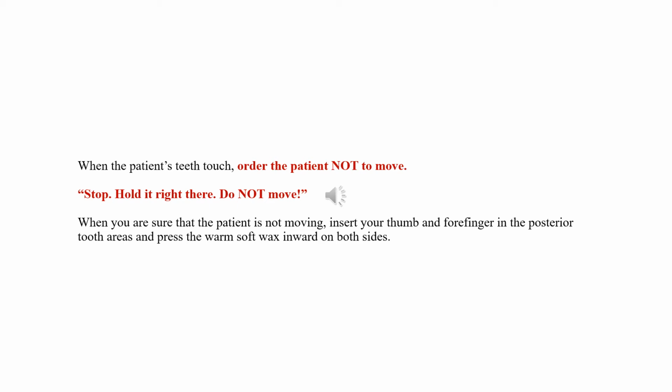When you're sure that the patient's not moving, insert your thumb and forefinger in the posterior tooth areas. Using your right hand, your thumb is going to go on the patient's right side, your forefinger on the left. You're going to push the warm wax into the teeth so that it will fit beautifully onto the teeth. You're molding the wax onto the teeth. And press that warm, soft wax inward on the teeth on both sides, and you're trying to fill that gap between the upper and lower teeth with the warm wax.